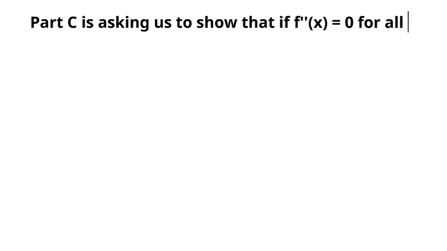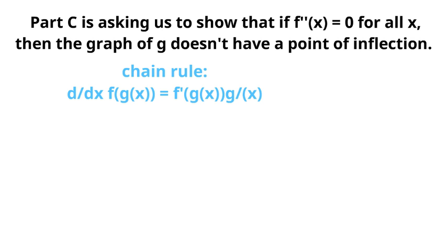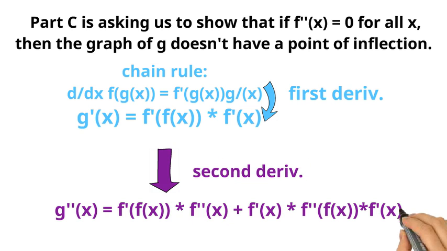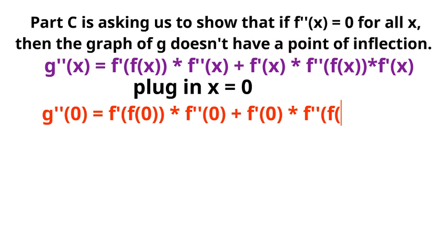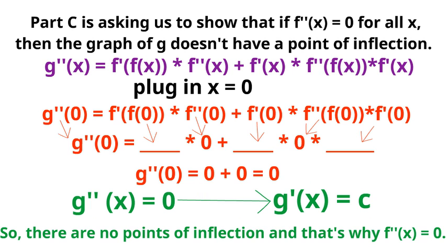Part C asks us to show that if the second derivative of f of x equals 0 for all x, then the graph of g doesn't have a point of inflection. Using the first derivative from the chain rule, we find the second derivative and we get this. Using the second derivative, we then plug in 0 for every value of x. Keep in mind that the second derivative of f of x is equal to 0. So we solve and get the second derivative of g equals 0. Since the second derivative of g of x has no sign changes, g of x has no point of inflection.